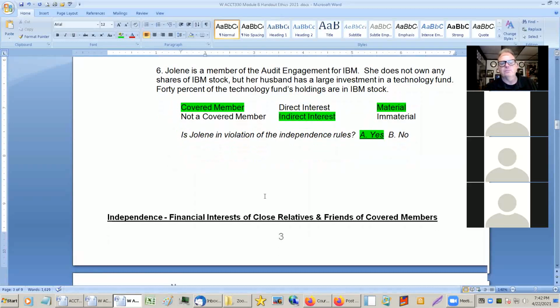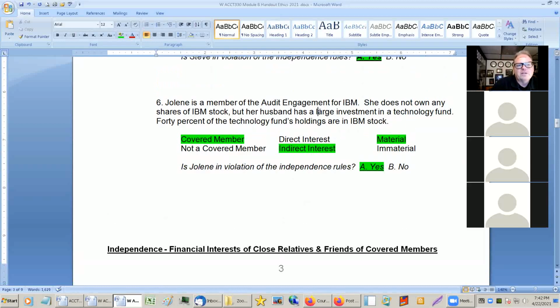Would they still be in violation if it was immaterial? No. For instance, if your husband had a lot of interest in technology, but instead of 40% it was 4%, that probably wouldn't move the fund much if IBM had a good year or a bad year. The next obvious question is, what percentage is it? Well, it probably depends, and a lot of these are judgment calls.